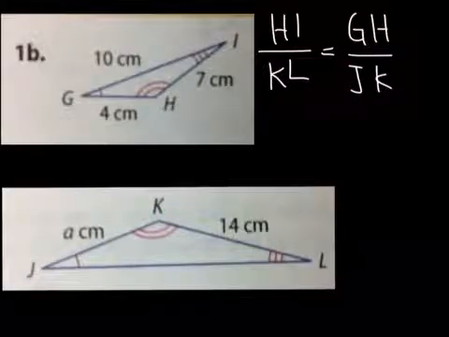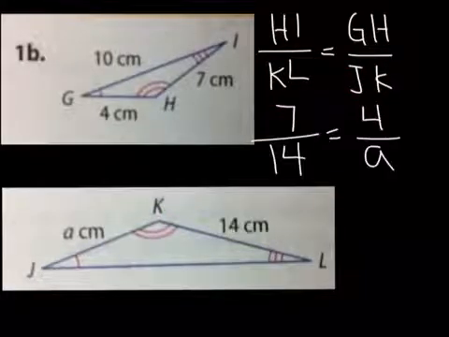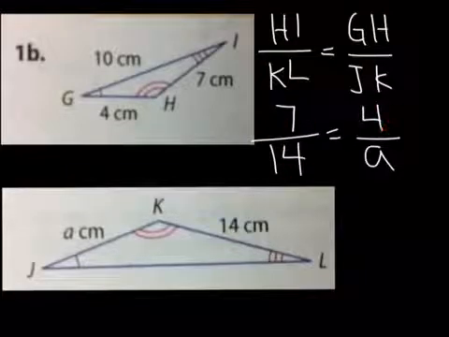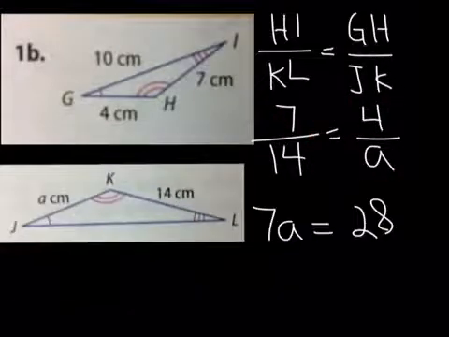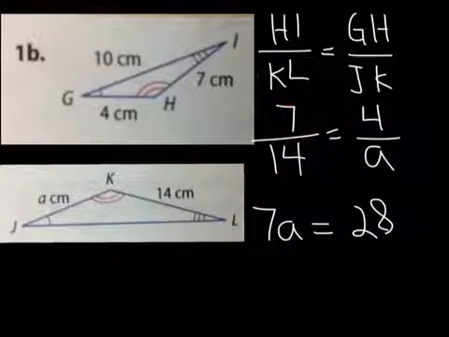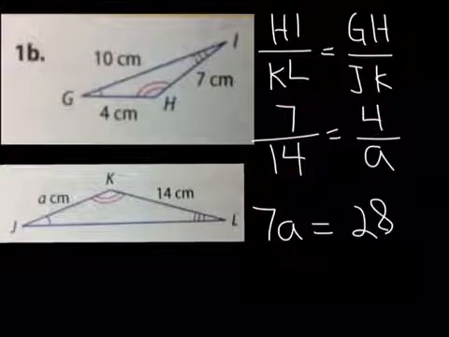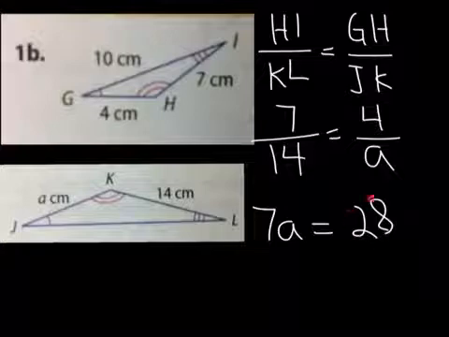Now let's fill in the numbers that we do know. So I've gone ahead and replaced the numbers that we know. We just don't have this one here. Again, I can do cross product where I multiply these together and multiply these together, and I get 7a, and 14 times 4. Oops, 14 times 4 is not multiply it times 2. We need to multiply it times 4.